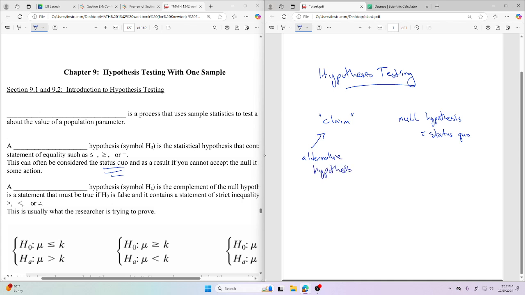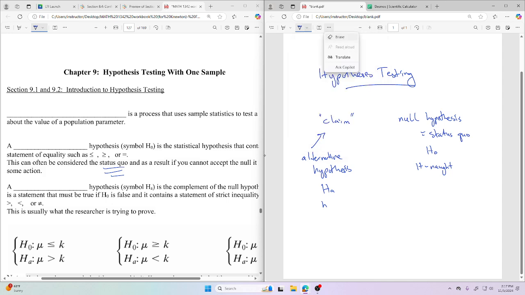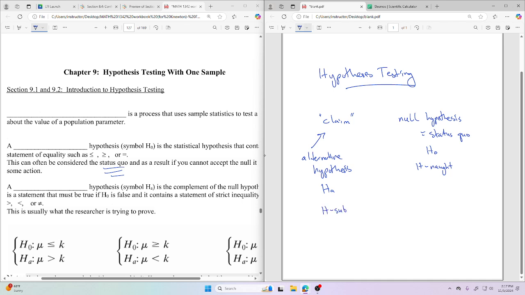They have these little subscripts. We have H naught. I'm going to write it out. H naught. It's a little o down there. It means not. And then this is called H sub A. Or just alternative, whichever one you want to do. Like alternative hypothesis, I do H sub A.